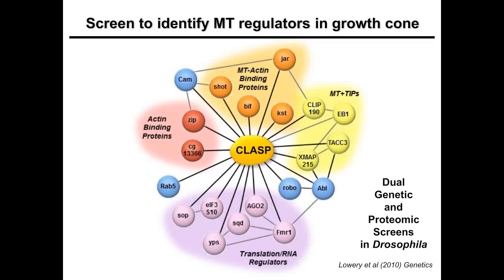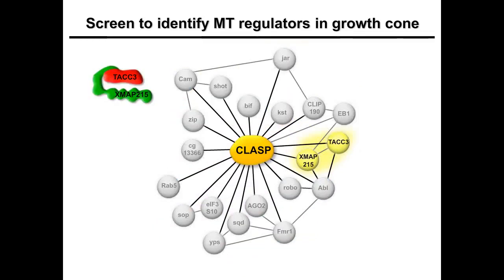When I was in my postdoc at Harvard Medical School, I performed dual genetic and proteomic screens in Drosophila, which is a great screening platform, to identify new microtubule regulators that were playing a role in the growth cone. I was very fortunate to have a successful screen. I've taken all these screen hits to my own lab, but I decided to start by focusing on XMAP215 and TACC3. It was known that they directly interact through their C-terminal domains.